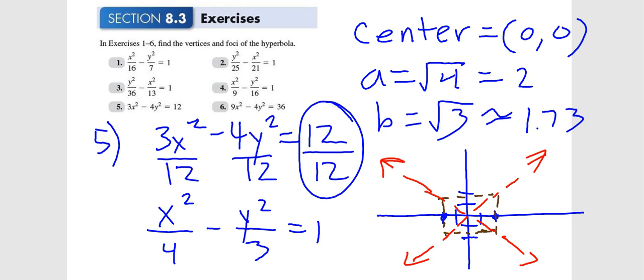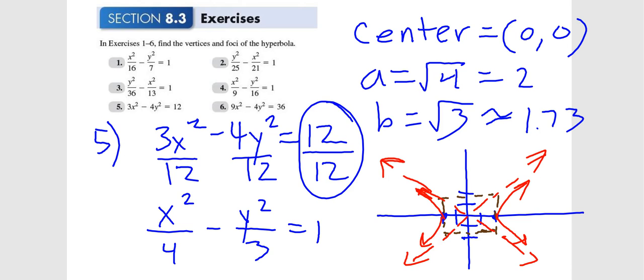Then, we know that it's going to do something like this. So where are you going to find the foci? Are you going to go left and right from the center, or up and down? Got to go left and right, because you have to have one focus in each branch. You have to have one over here.